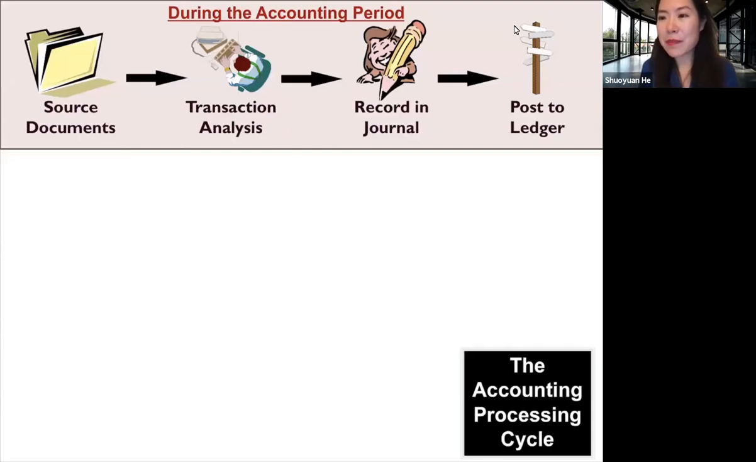We just went over some basic accounting terminologies. Now let's look at the 10-step accounting processing cycle. The first step, the source document. So what is a source document?